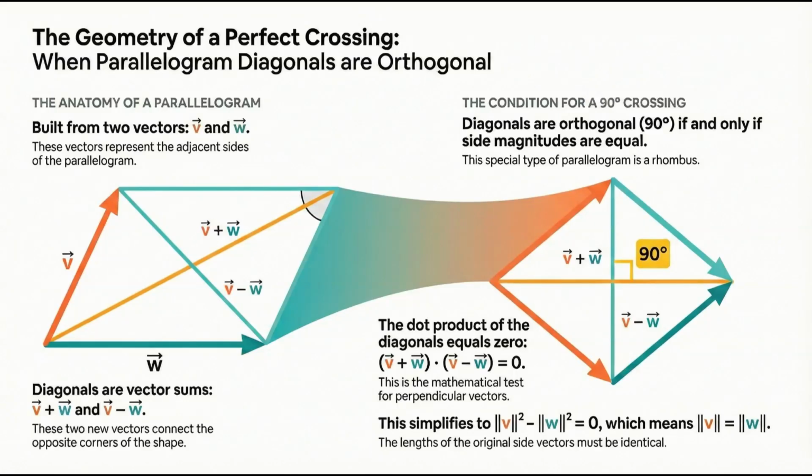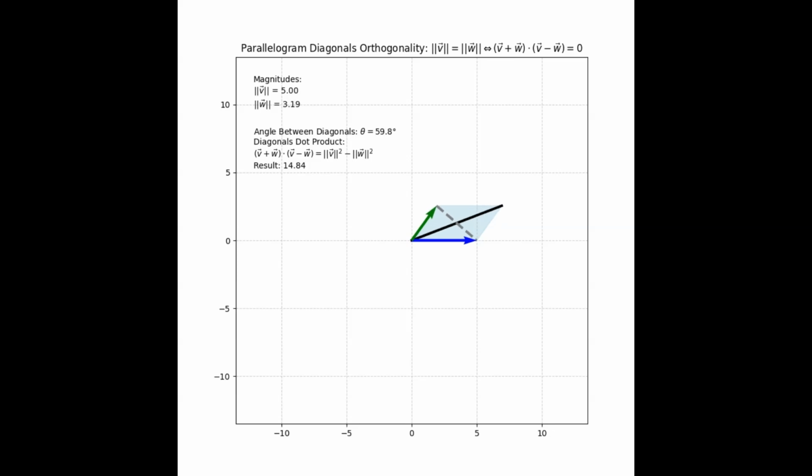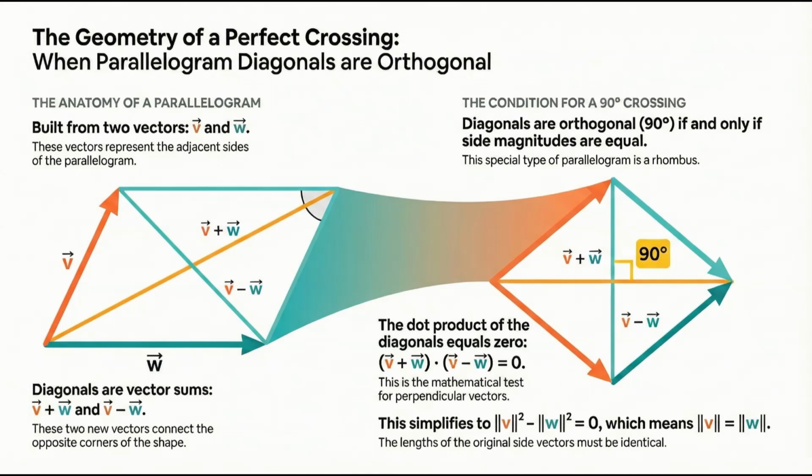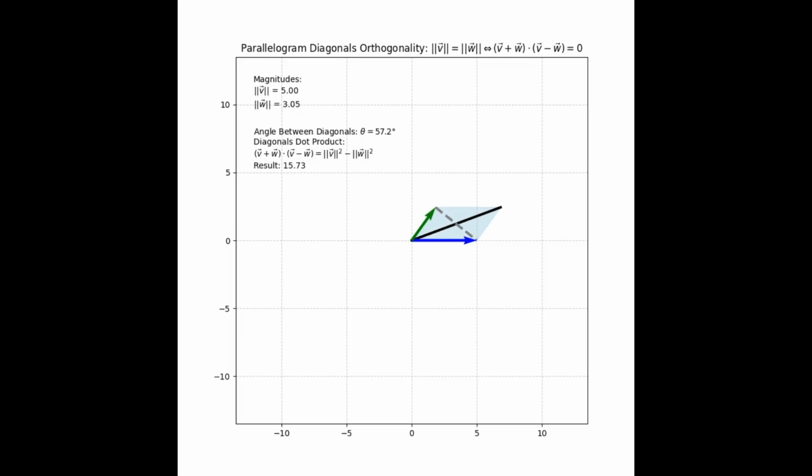This is the brief on the geometric link between the sides of a parallelogram and its diagonals. So you've got a parallelogram. Ever wonder what makes its diagonals cross at a perfect 90-degree angle? Well, it all boils down to one single strict requirement, a condition we call orthogonality.